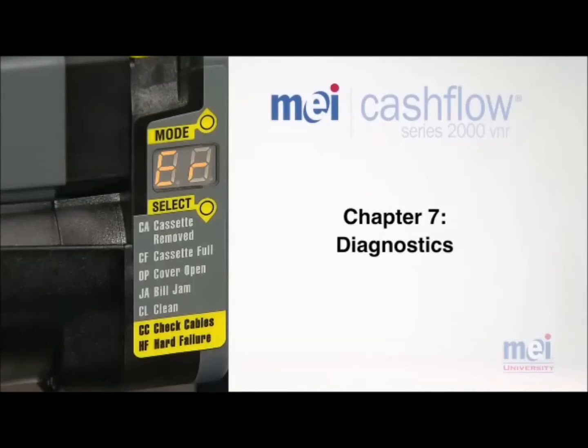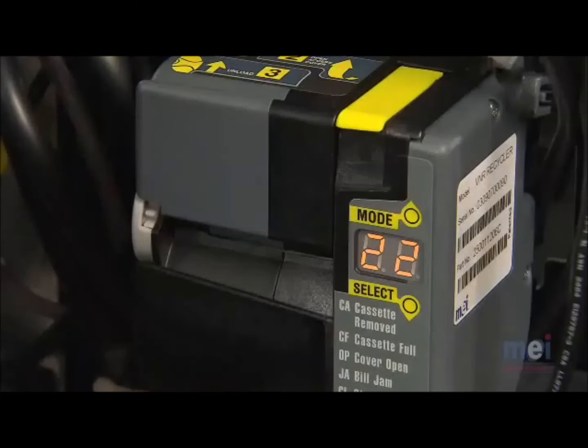Chapter 7. Diagnostics. In this chapter, we will discuss the diagnostics or error codes that you may experience when operating the VNR recycler. If an error is evident on the unit, an ER will flash on the 2-digit display window. It will be followed by a 2-letter error code and then the number of bills on the recycler. This sequence of codes will continue to cycle through until the error is diagnosed and cleared. The following are the possible error codes and what to do if you should encounter these errors.